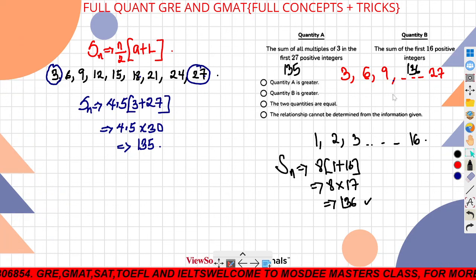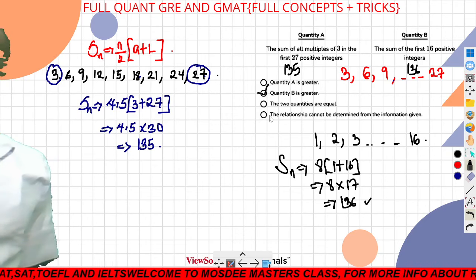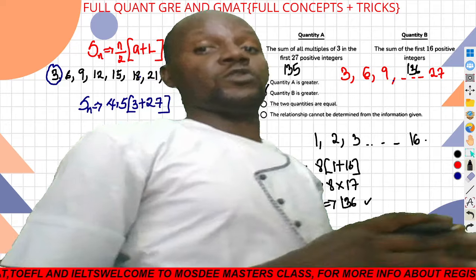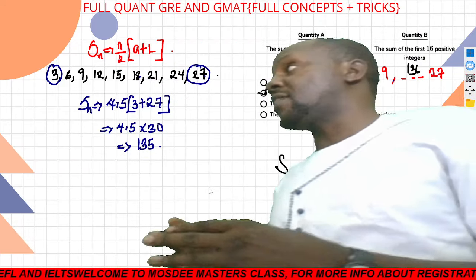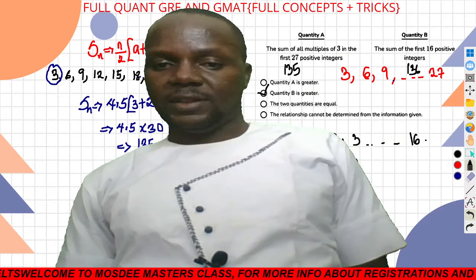So, which of the answers is correct, guys? If you want to pick the answer here, that means quantity B is greater than quantity A. So, guys, that's that. I just want you to see that sometimes answers may look so close, but if you know what you are doing, you are going to pick the right answer. The next one.